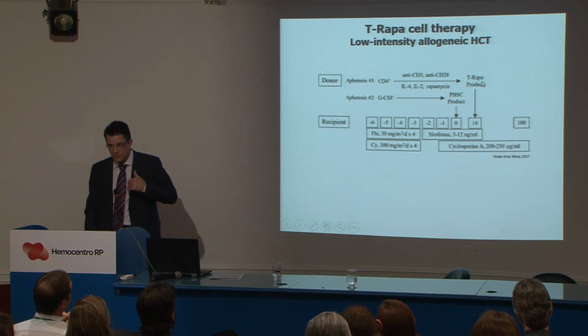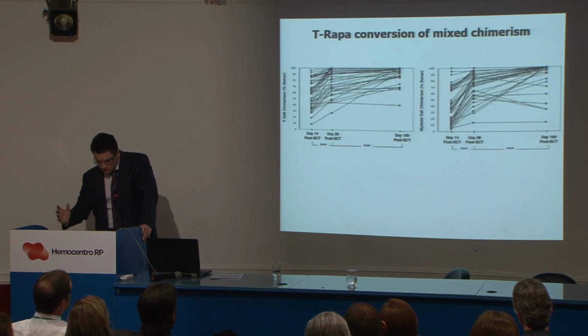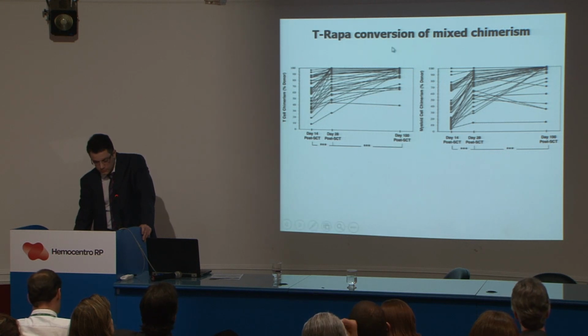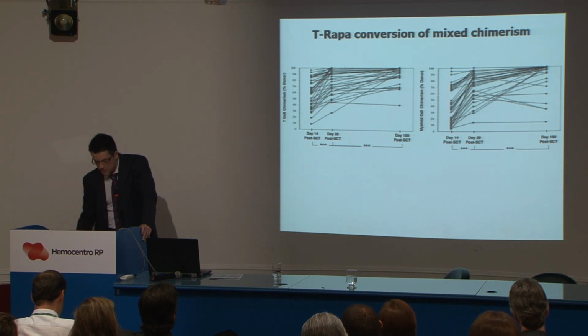So I'm going to move a little bit fast. I'm worried about the time. And just to show that it's safe to use this approach. So this is RAPA conversion of mixed chimerism, so we have here day 14 post-transplantation. This is for T-cell chimerism. When infused with RAPA cells, you have improvement of donor chimerism in my patients. So you can see all the curves going up, which is very interesting, just one patient not.